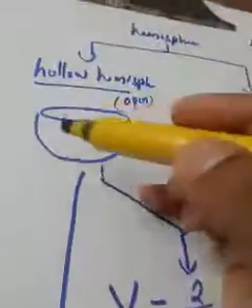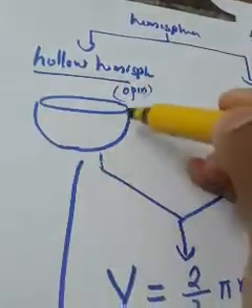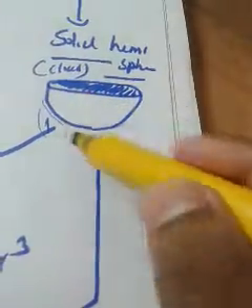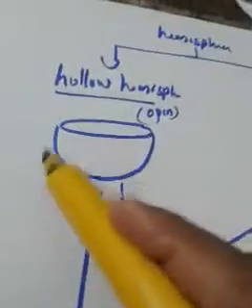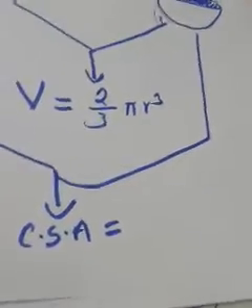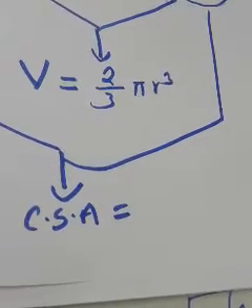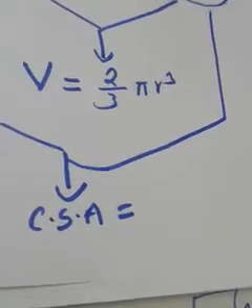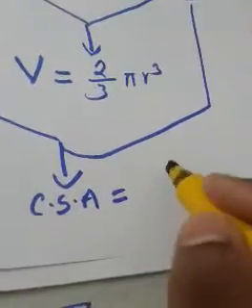Why? Because if it is hollow, curved surface exists. If it is solid, then also the curved surface is the same in both cases. Anyway, curved surface is existing in both cases. So curved surface area will be the same. What was the curved surface area formula of a sphere? 4 pi r square. So in the case of hemisphere, it will be half of that.